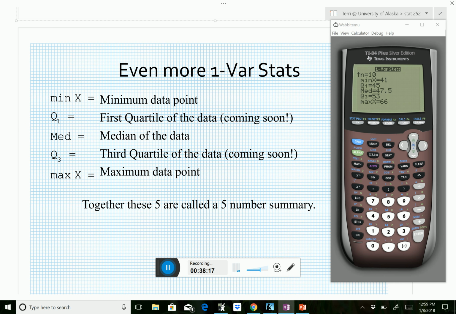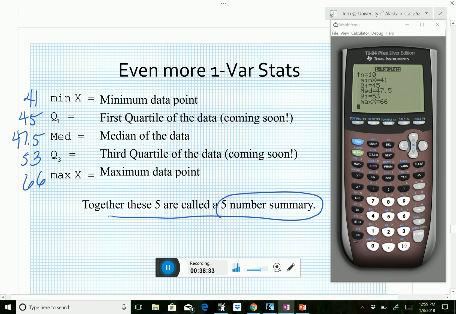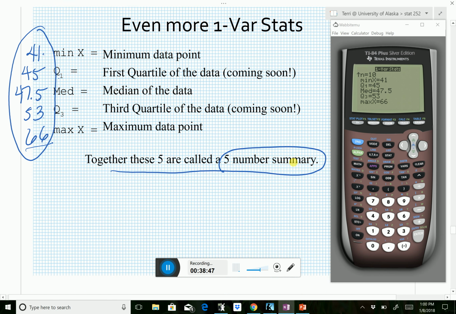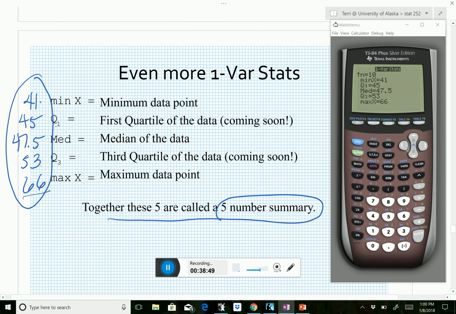So our minimum is 41. Our Q1 is 45. Our median is 47.5. Our Q3 is 53. Our max is 66. Together, these 5 are called the 5-number summary, because this gives you your minimum value, your first quartile, your median, your third quartile, and your maximum. So that is how you do it.